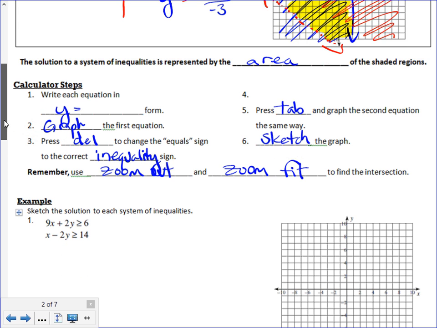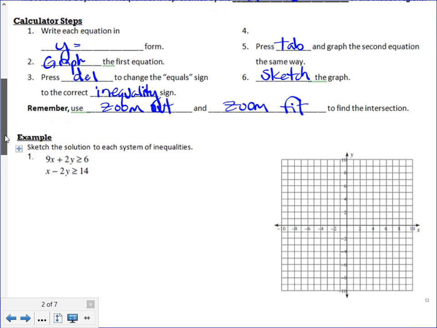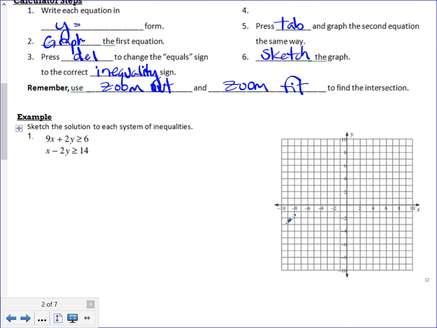Let's talk about one more possibility real quick. You don't have to draw this. I just want you to look at it. What if we had something like that? The first graph was less than that, and the second graph was above it, and it was greater than or equal to that. They don't intersect.